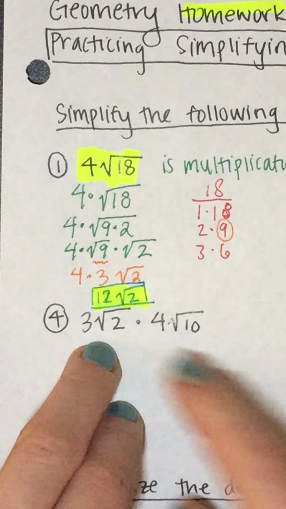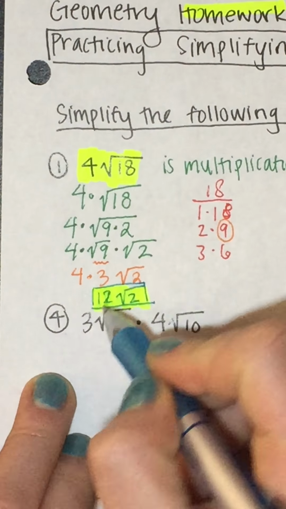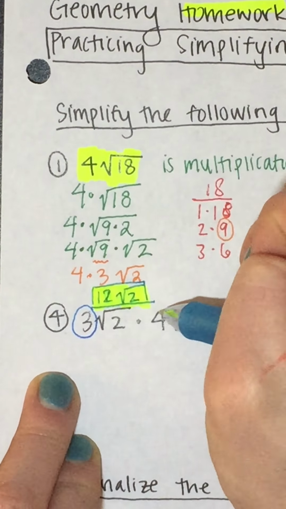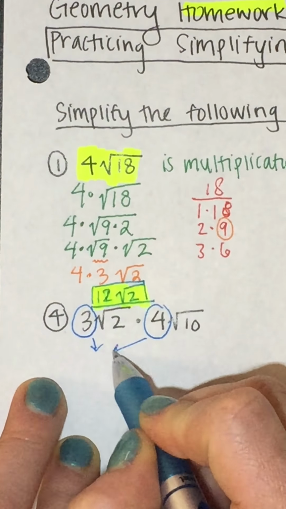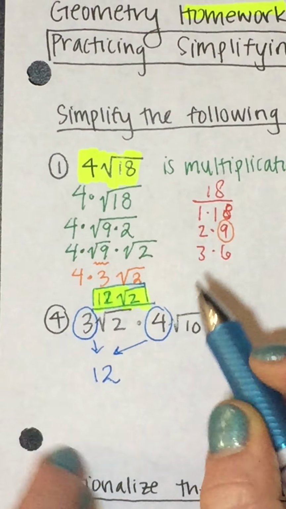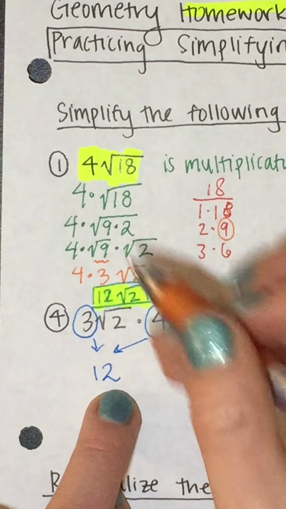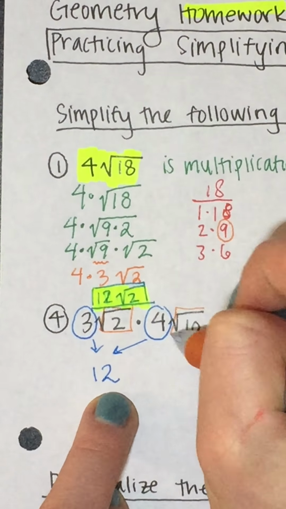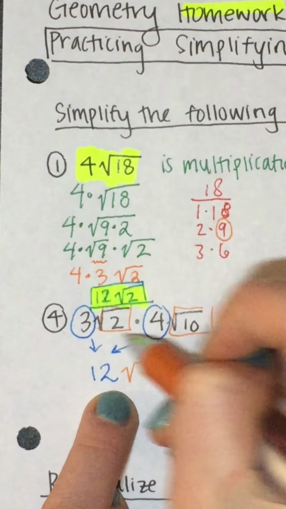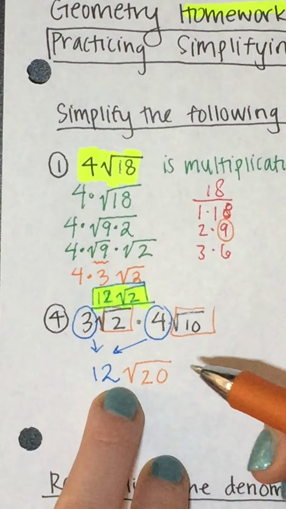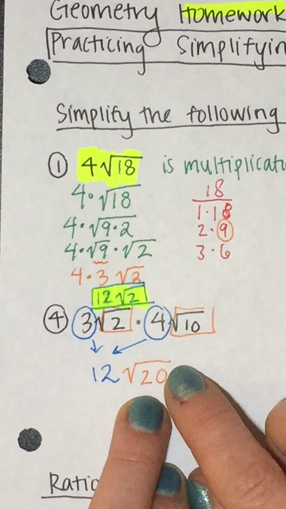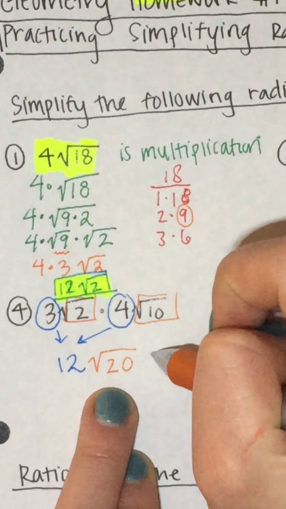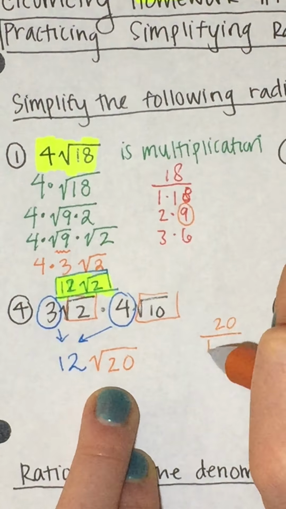The one below it, just to review, what you can do is see these two numbers that are outside, you can multiply those two numbers together. 3 times 4 is equal to 12. And then these two numbers that are inside the radicals, you can multiply those as well. 2 times 10 is 20. And then you've got to simplify this. So now there are even more steps you need to do. So now you need to simplify 20.